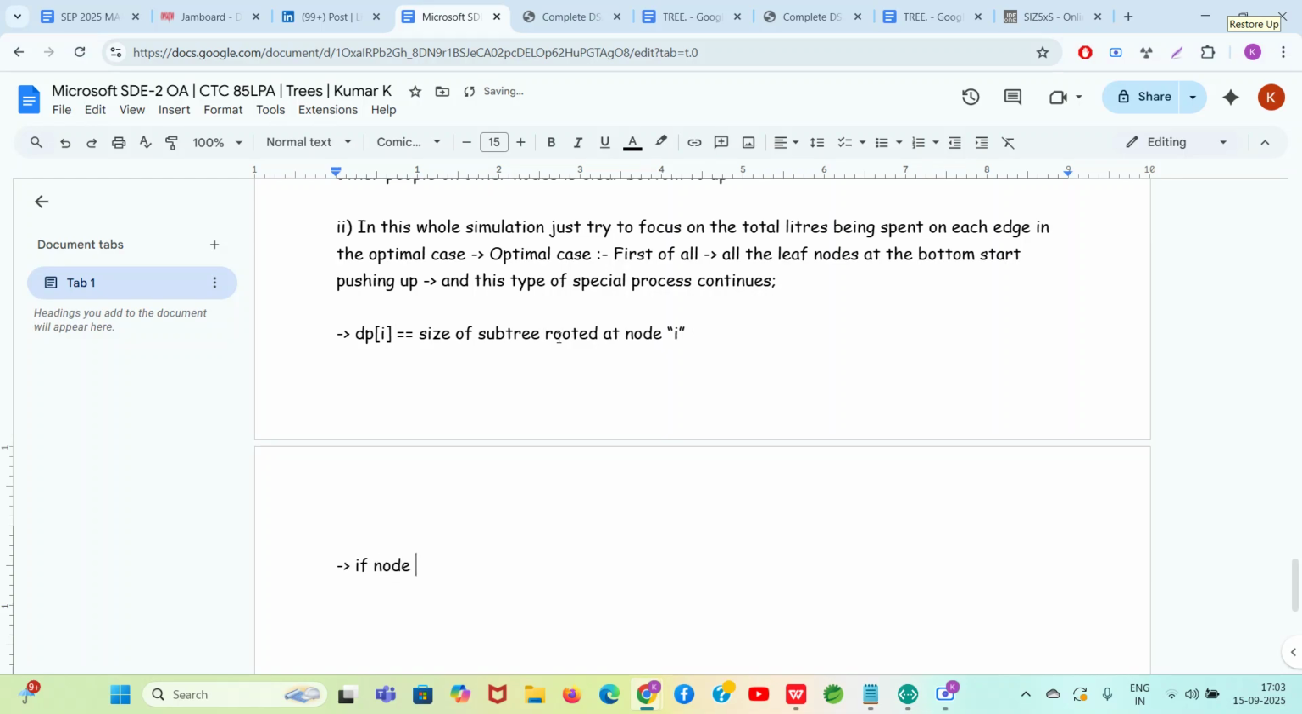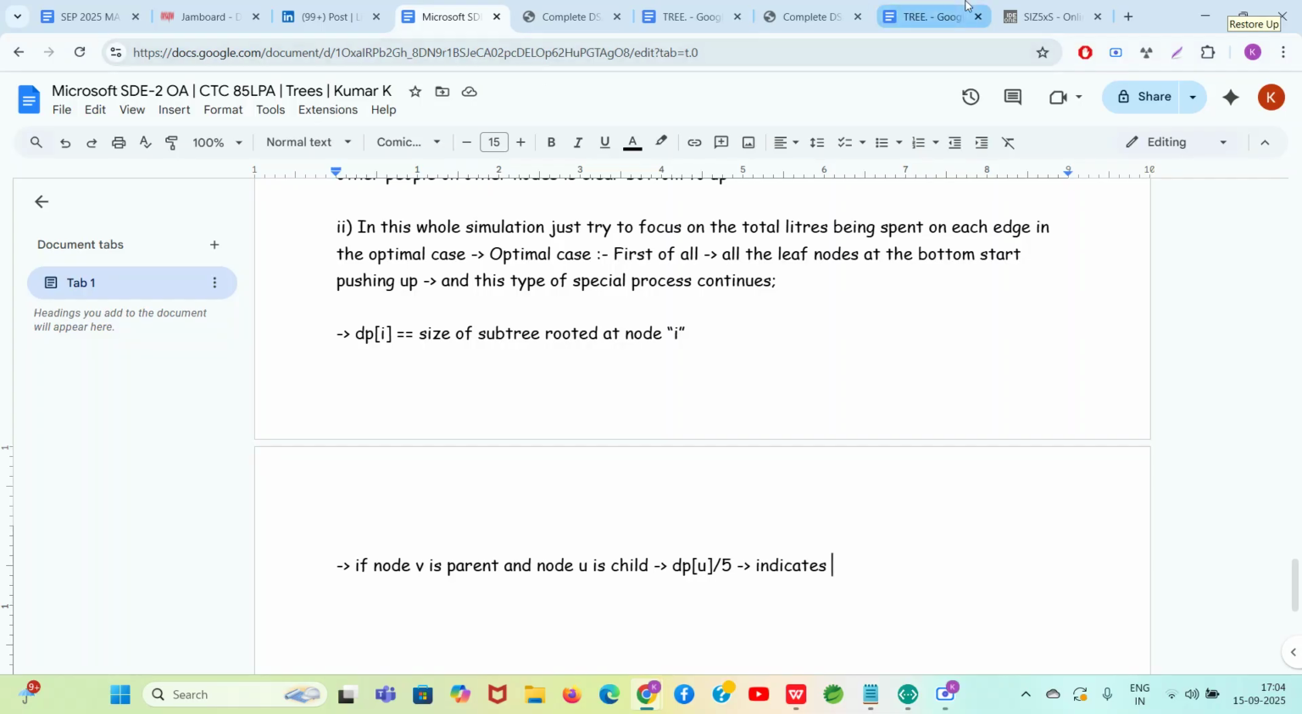If node V is parent and node U is child, then DP of U by 5 indicates... I remember that Pushpa movie, they used to say the group indicates for that redwood, right? Anyways, going back to the topic and should not get distracted.